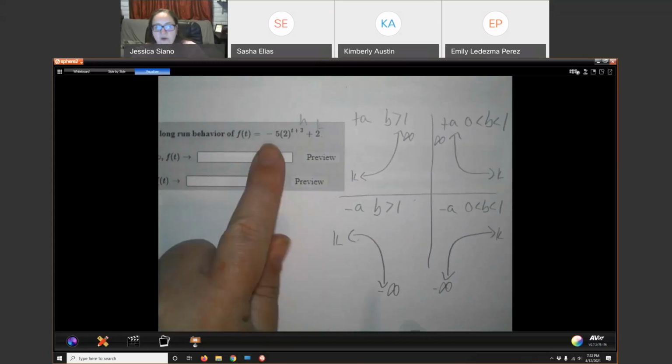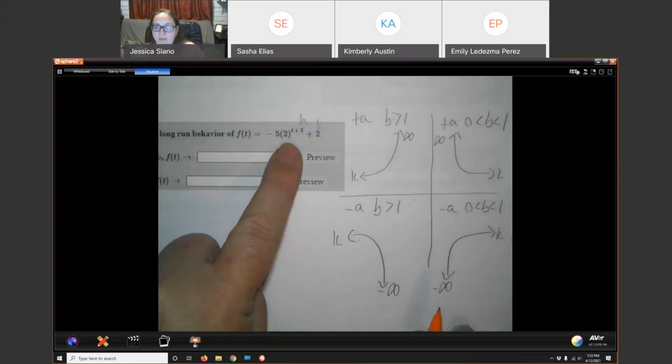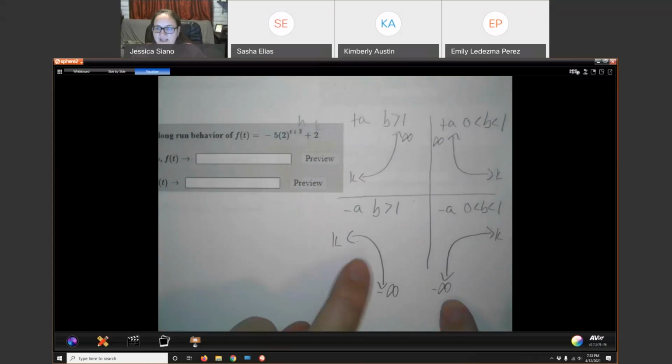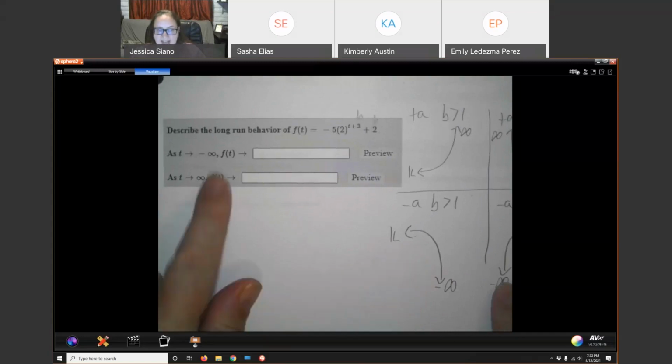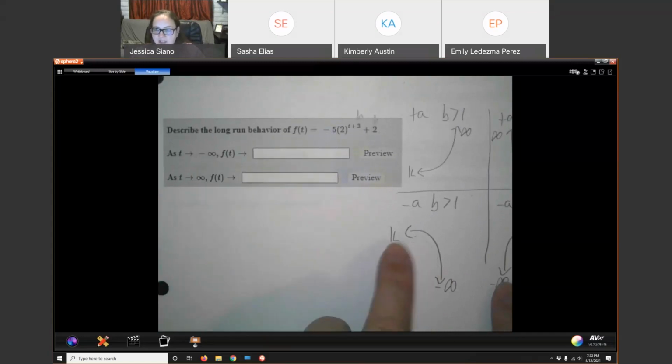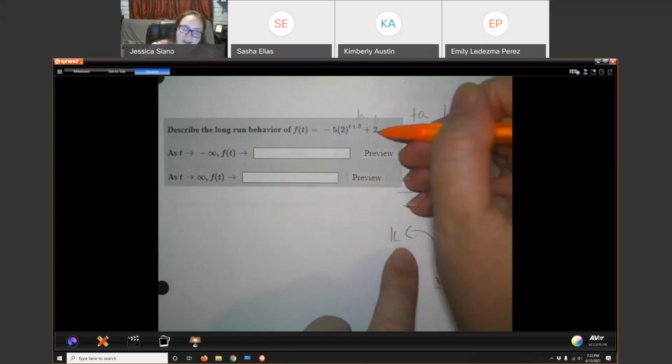So if we're looking at this one, which has a negative a and a b value greater than 1, that means this is what my graph is going to look like. On the left side, as t goes to negative infinity, it's going to go this way. It's going to approach this k value right here.